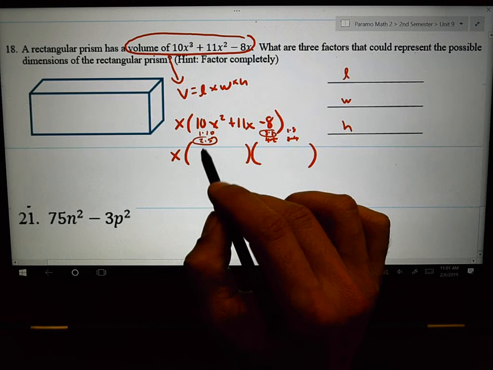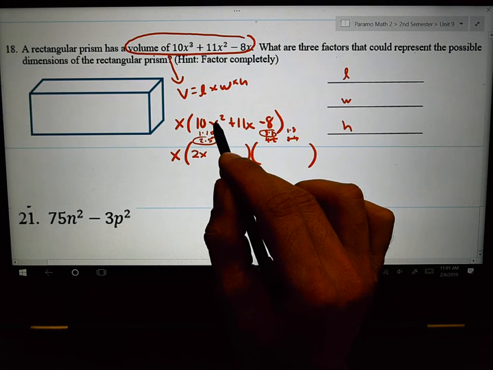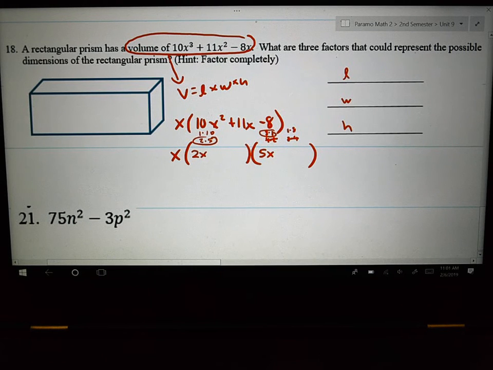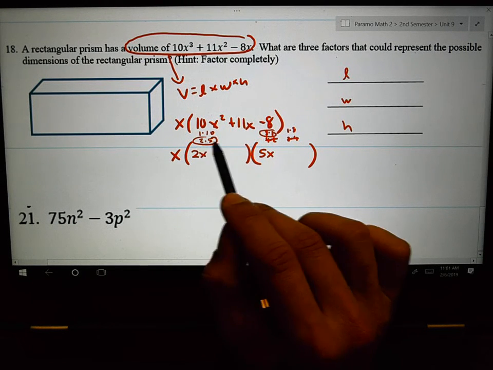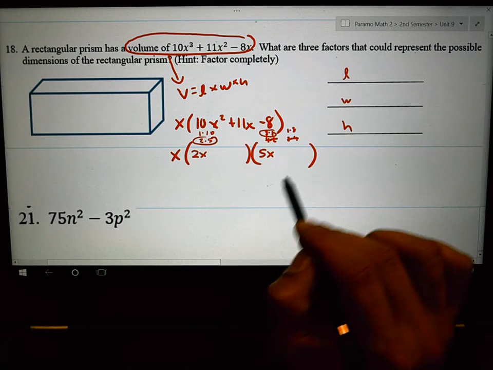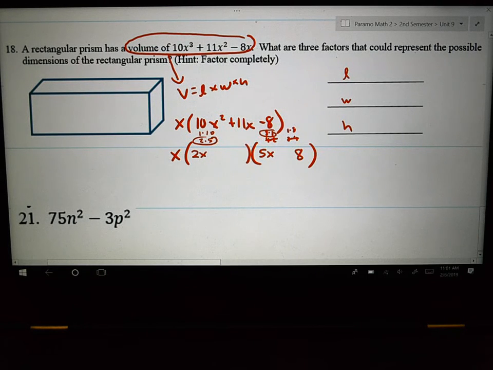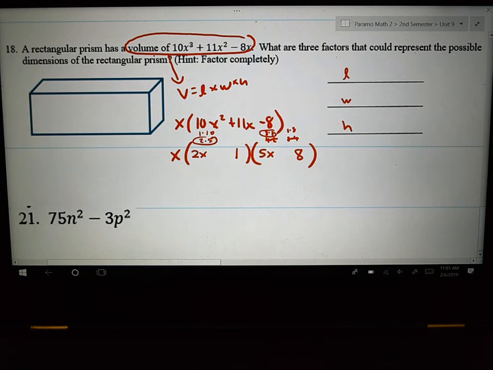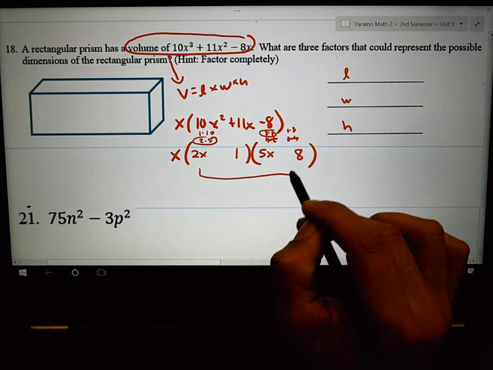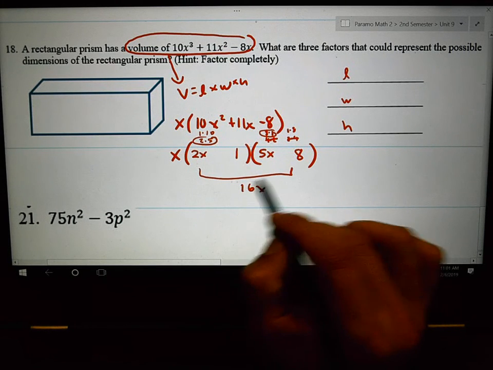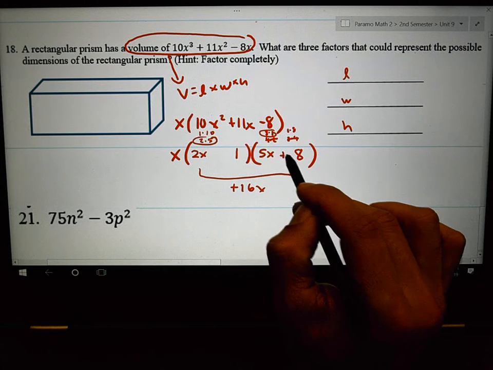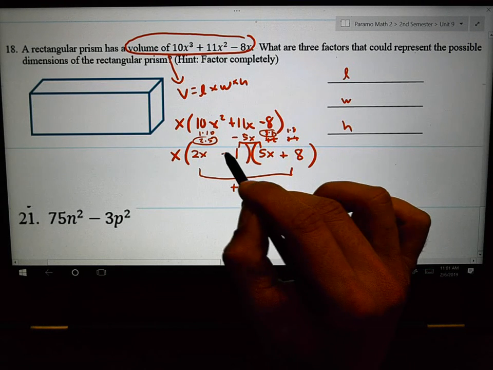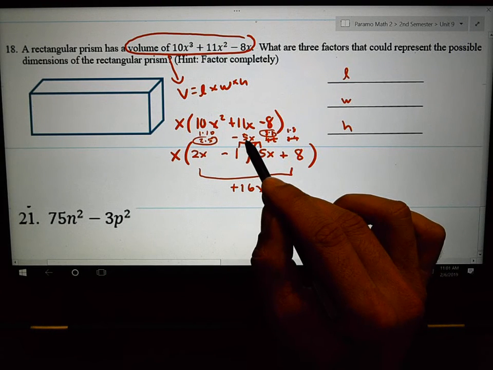So I'm going to put a 2x here because I got to have the variable with it. And then the 5x here. 2x times 5x is 10x squared. I want the 2 to multiply the 8, so I put the 8 right here. I want the 5 to multiply the 1, so I'm going to put the 1 right there. I want this 16x to be positive. I'm going to put a plus sign on the 8. I want this 5x to be negative, so that 16x take away 5x is 11x.